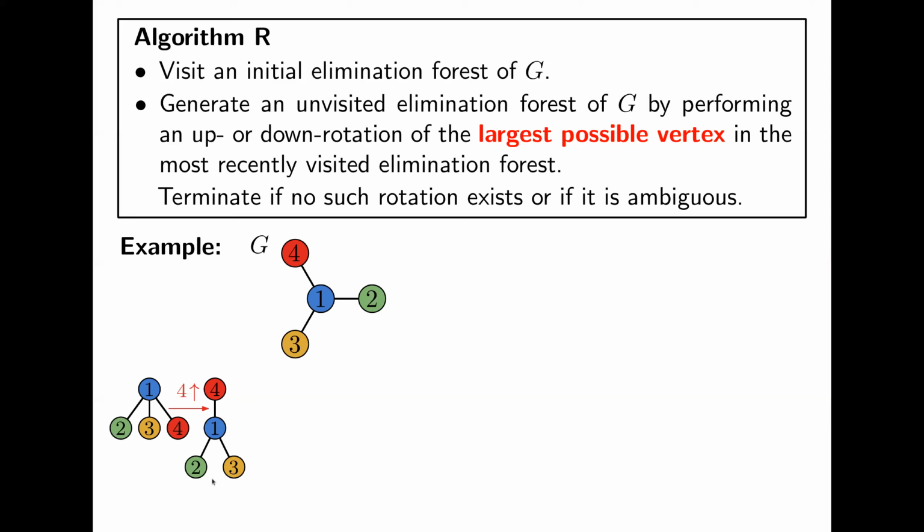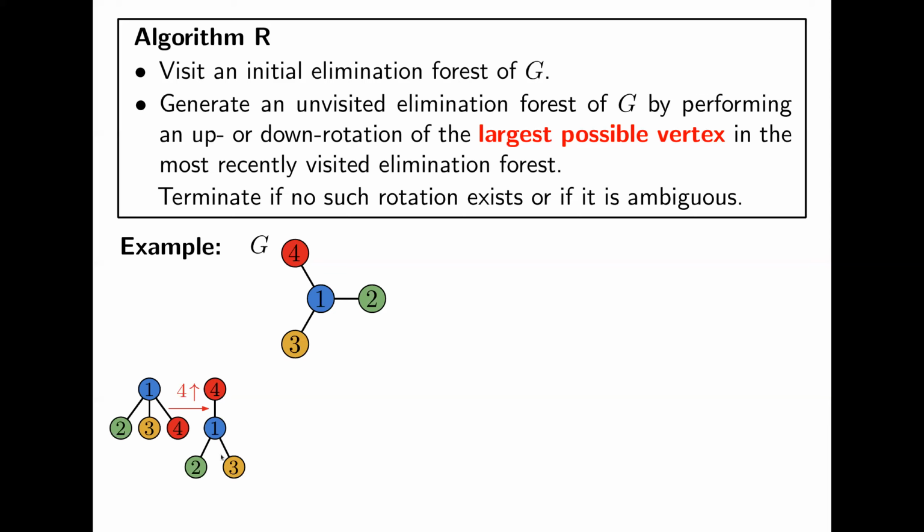Now we have generated the second elimination tree. Again, we apply the greedy rule. Again, we try rotating the largest possible vertex, which is 4. Can we rotate the 4 down? Yes, we can rotate it down, but then we get the first tree again. So this is not a new tree, and rotating 4 down doesn't work.